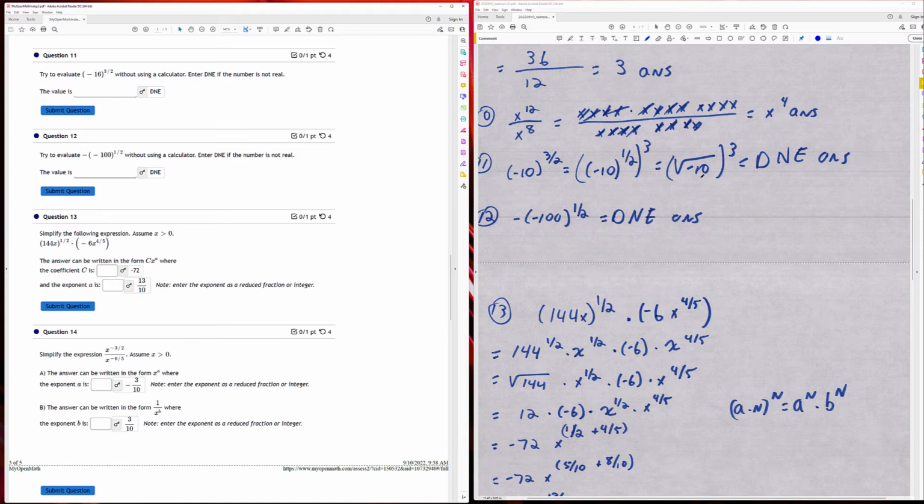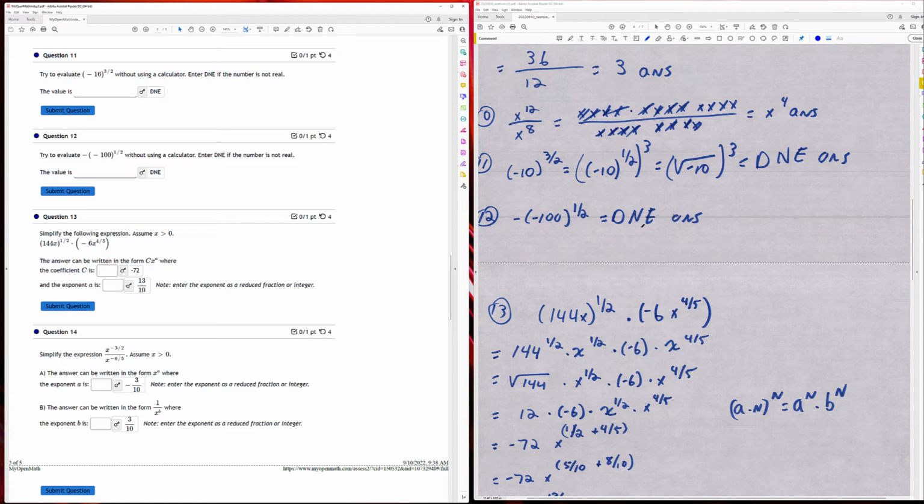And that's for number 11. Number 12, I have a negative 1 times negative 100 raised to the 1/2 power. Here again, same thing. You can't take the square root of a negative number. It doesn't exist.